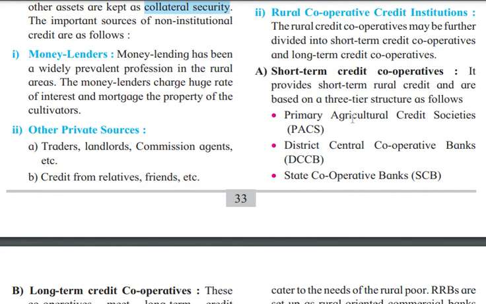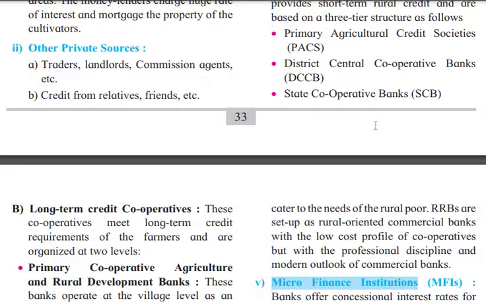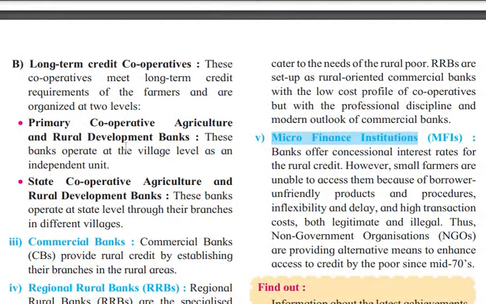The first one is the primary agriculture credit society. Then district central cooperative banks, then state cooperative banks. So these are the three short term loan providers to the farmers. The first is the primary, second is the district level, and then the state level. Like in India, if you see, in Mumbai the Sarkari Bank, then the State Bank of India, then the district bank is also there. The same way in rural areas, the short term credit cooperative banks are there. Then the long term, then primary cooperative agriculture and rural development, then the state agriculture.